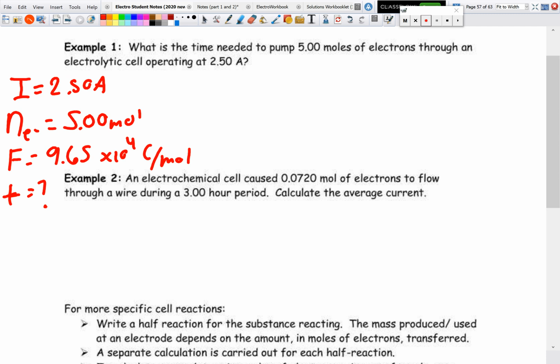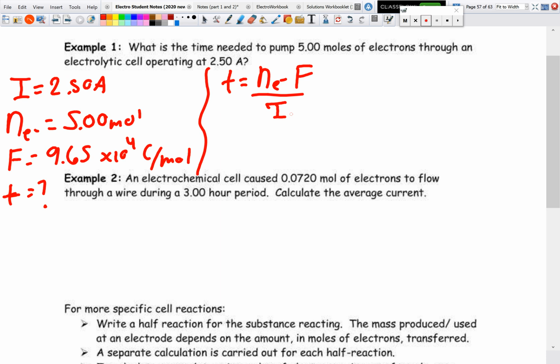All you really need is to remember one equation and manipulate it on your own to solve for any of the variables. But because we already solved for it on the other one, we got time is equal to number of moles of electrons times Faraday's constant all over our current.